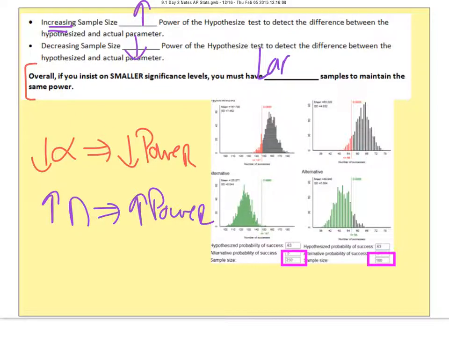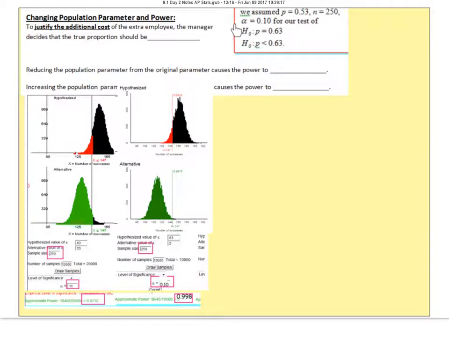Ultimately, larger samples are always a good thing to have, especially if you want to maintain your power. Now, again, remember this study. What if that manager, with all those extra employees, thought things were making a difference, so he wanted to come in and say, you know what, I'm going to reduce this true proportion. It shouldn't be 63%. The true proportion should be reduced.